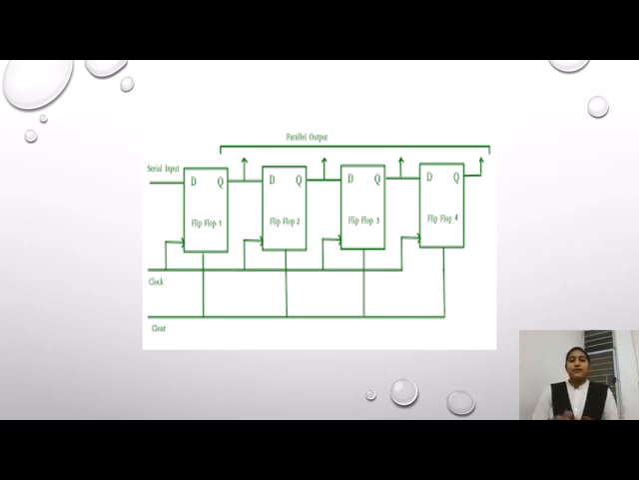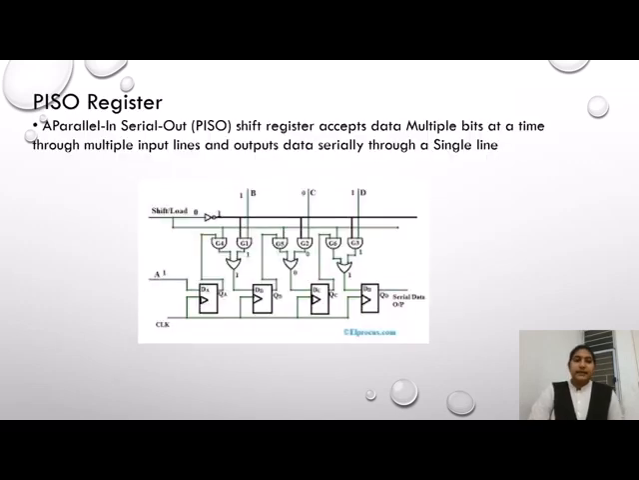There are 4 flip-flops. All are D flip-flops. We'll see the next register, PISO register. A parallel in, serial out shift register accepts data multiple bits at a time through multiple input lines and outputs data serially through a single line. Here, it is the reverse of the SIPO register.